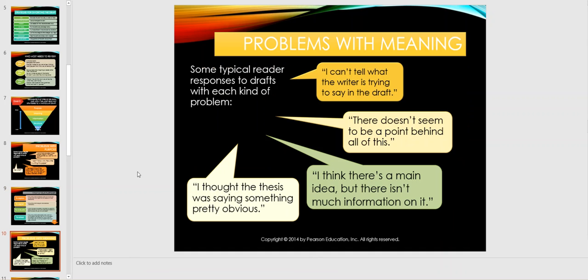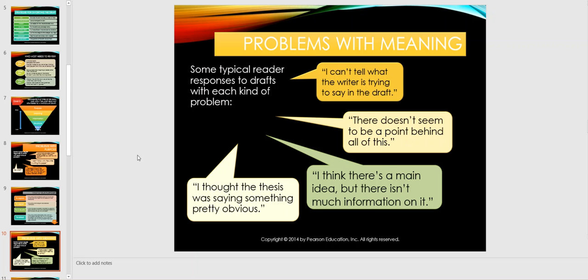Problems with meaning. Some typical reader responses to drafts with each kind of problem: I thought the thesis was saying something pretty obvious. I think there is a main idea, but there isn't much information on it. There doesn't seem to be a point behind all of this. We're looking for that one thing, that main point. I can't tell what the writer is trying to say in the draft. That's where focus and following the main point is critical.